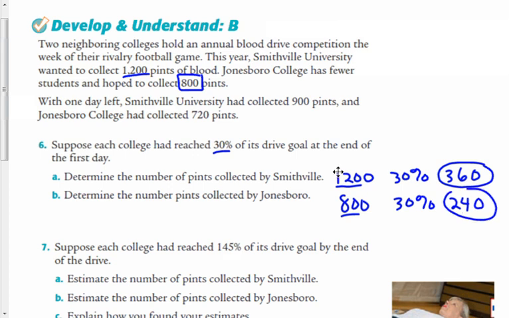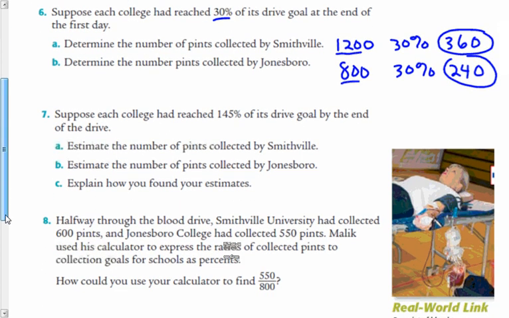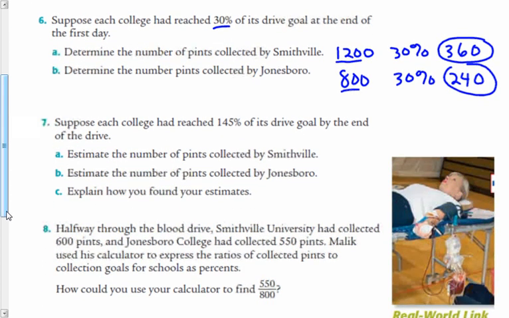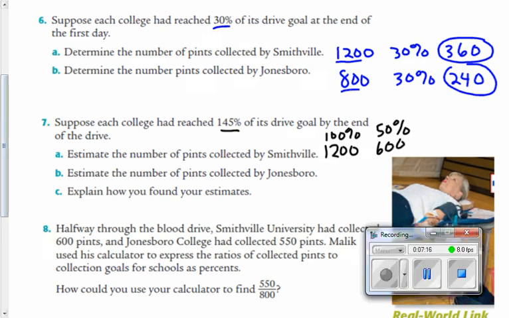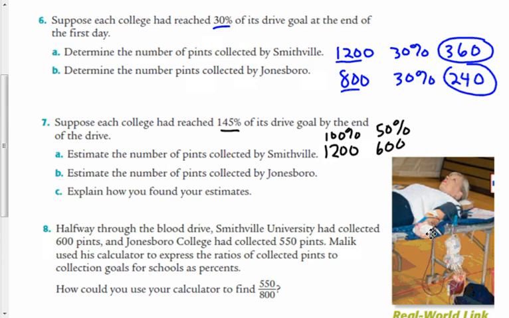All right, number 7 says, suppose each college had reached 145% of its drive goal by the end of the drive. Estimate the number of pints collected by Smithville. So 145%. Well, their goal was 1,200, and that's 100%. And half of that is the same as 50%, which is 600. So if I add those two together, I have 150%, which is pretty close to 145%. So we're going to just say about 1,800. We know it's just a little bit less than that.